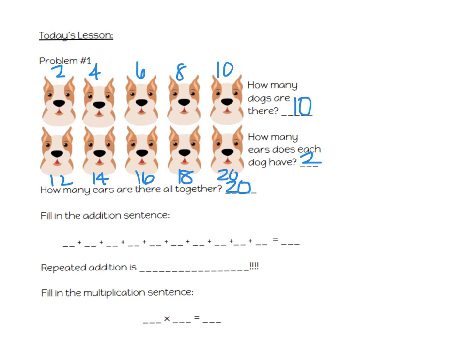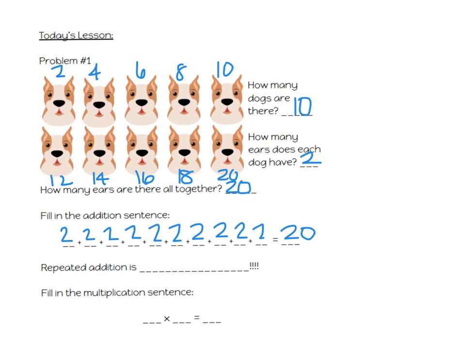Well, since there are 10 dogs, we counted by twos 10 times. So really what we did was add 2 10 times like this. Let's write the addition sentence. 2 plus 2 plus 2 plus 2 plus 2 plus 2 plus 2 plus 2 plus 2 plus 2 equals 20. Phew, I'm tired. That was a lot of adding.